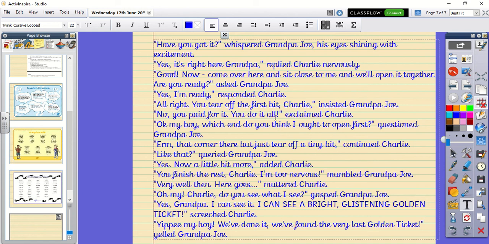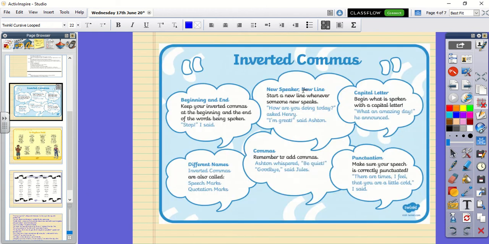Grandpa Joe. Okay then, so now I know that looks quite a lot, and it is quite a lot. It's a big part of speech there, but you are getting used to using your inverted commas every single time you are writing your speech, okay? So just to go back, you need to start new speaker, new lines. Every time Grandpa Joe speaks and then Charlie speaks, new speaker, new line, okay?